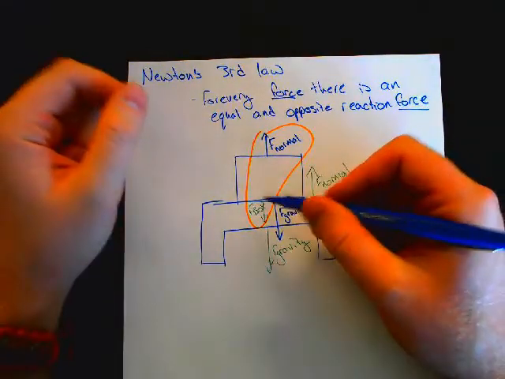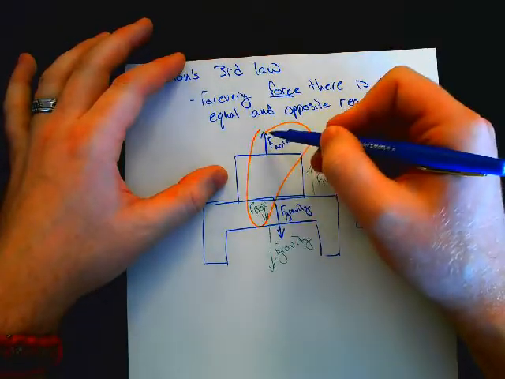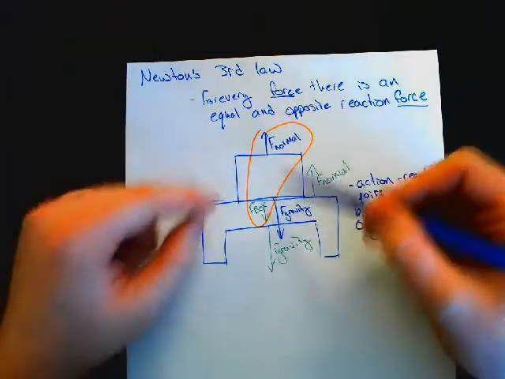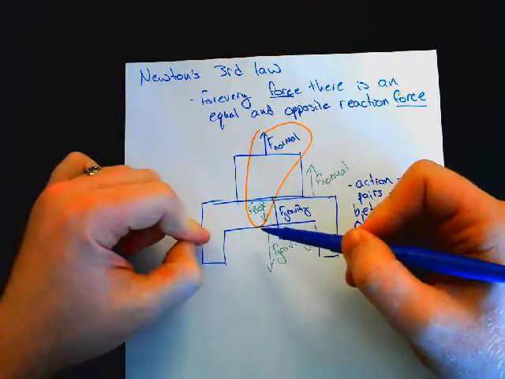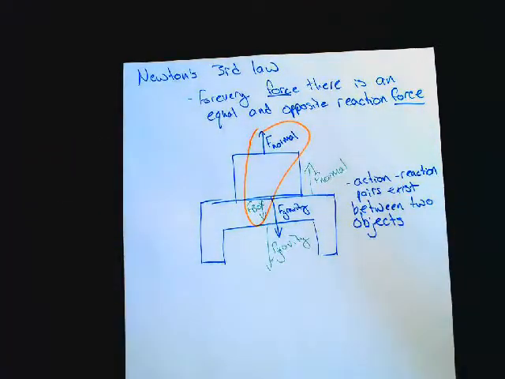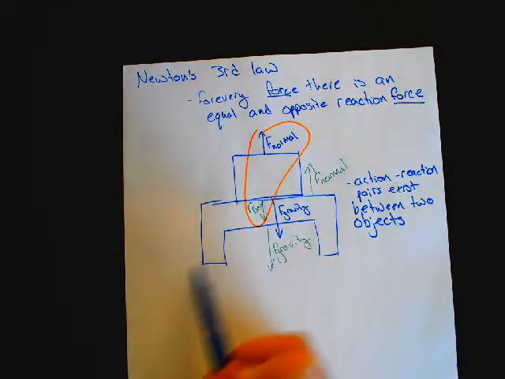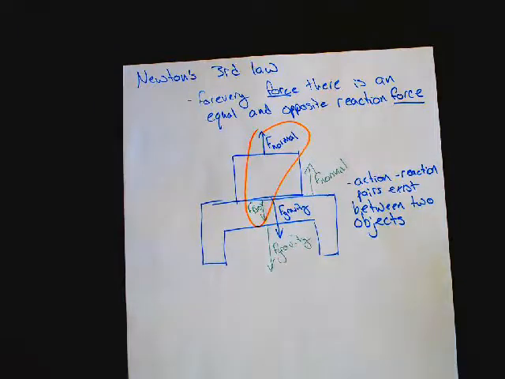Now, if I had a little bit better drawing skills, I would have made this arrow the same length as this arrow, and we would have been able to say they were also equal. But because this is the force that one object applies to the other object, that's my action-reaction pair. I could have another action-reaction pair if I started talking about the Earth as well, but we're not going to do that in this case.